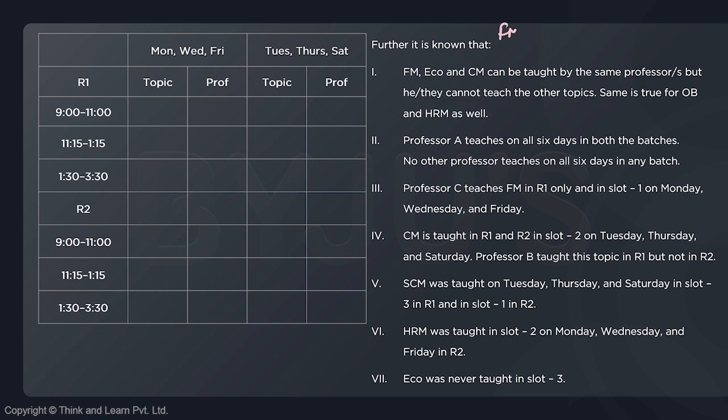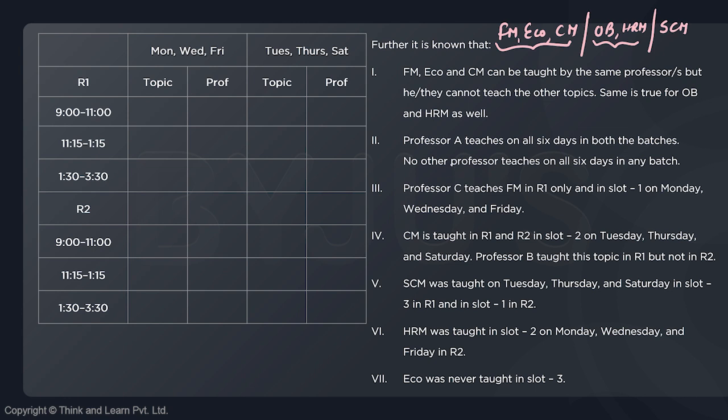So FM, economics, CM, they are taught by 1 or 2 professors that we don't know. OB, HRM, they are taught by 1 or 2 professors that we don't know. And then there is supply chain management. We have only 4 professors, and now we have 3 groups of subjects that they can teach. So I can surely say that one of these groups is taught by 2 teachers, the other 2 are taught by 1 teacher each. I'm sure this is understood easily.